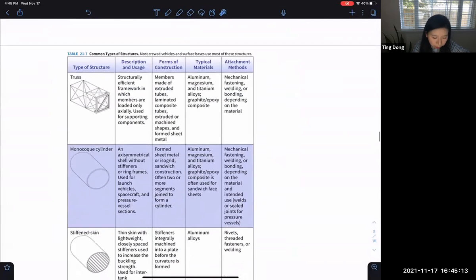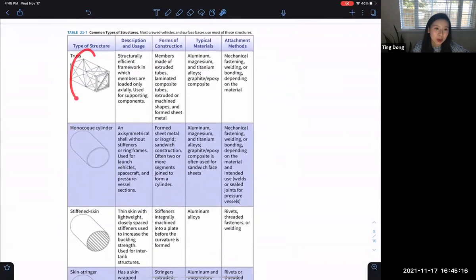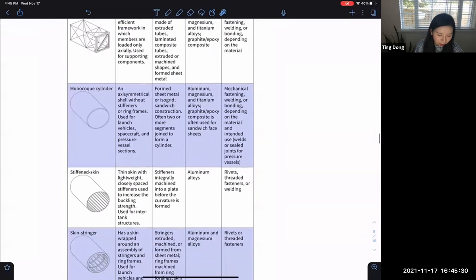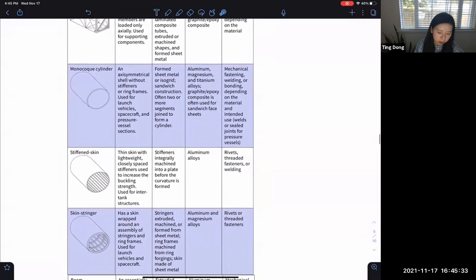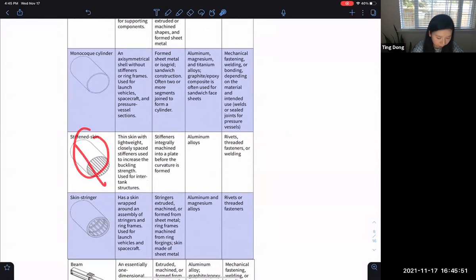And for the type of structure, as I said, you can use the truss structure. This basically means that for each truss member, the force is only either tension or compression. This is the simplest structure. And for our pressurized vessel, we can use a monocoque cylinder, which is basically just a skin. It's a fuselage skin, and it's pressurized inside. And we can also add stringers and frames internally.